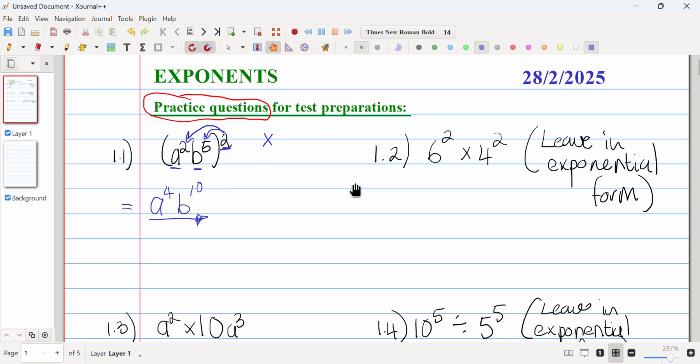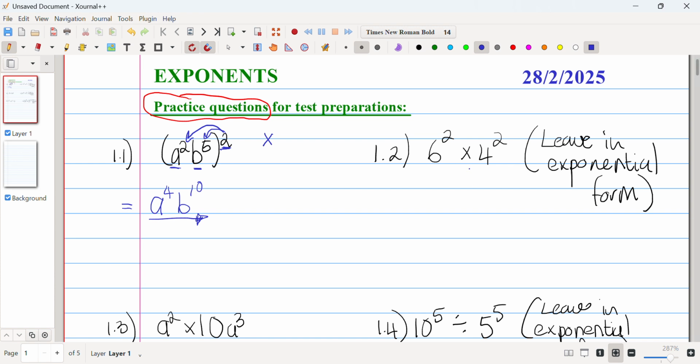Let's have a look at 1.2, where we have 6 to the power of 2 times 4 to the power of 2. Now, what rule applies here is that when you have the same exponents, we just multiply the bases together, so the 6 and the 4 in this case, and we'll keep the exponents the same. And please look here, it says leave in exponential form, so we need to follow that rule.